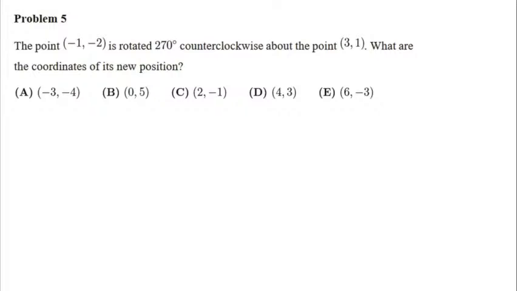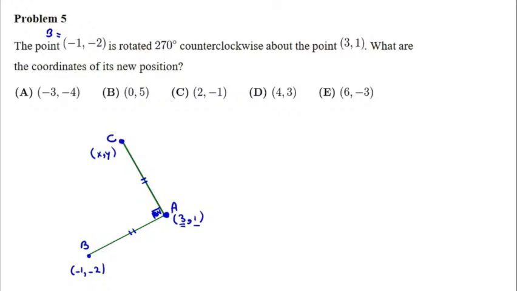AMC 12B 2022, problem number 5. The point (-1, -2) is rotated 270 degrees counterclockwise about the point (3, 1). So if you consider the points, for example, you rotate B, this point, 270 degrees counterclockwise, which is 90 degrees clockwise, about the point (3, 1), which is A. What are the coordinates of its new position C?